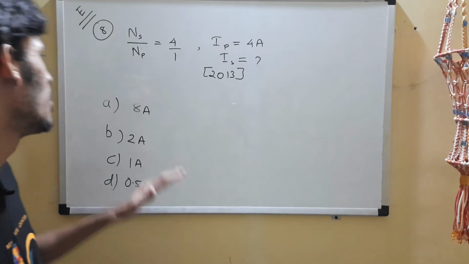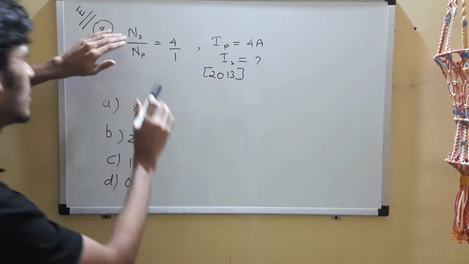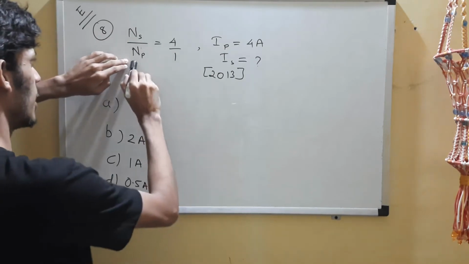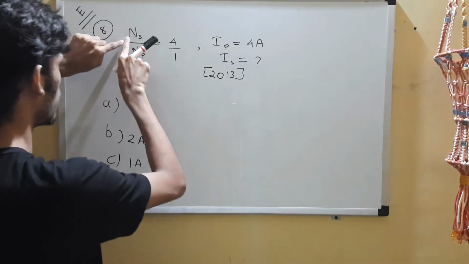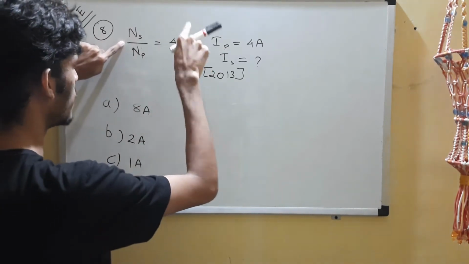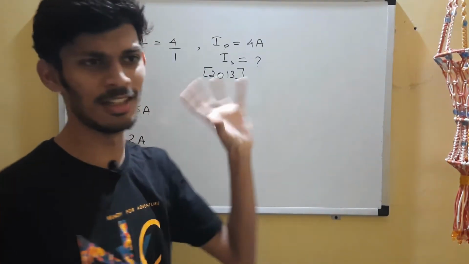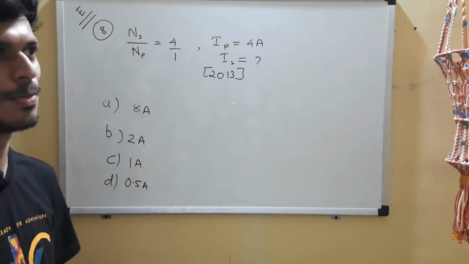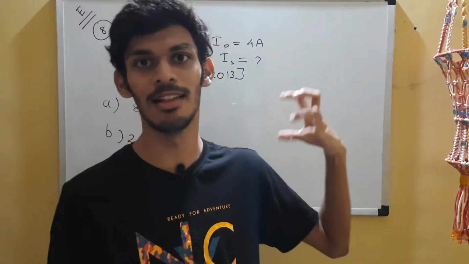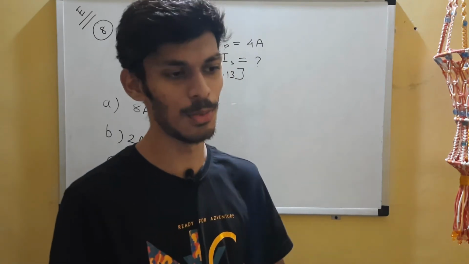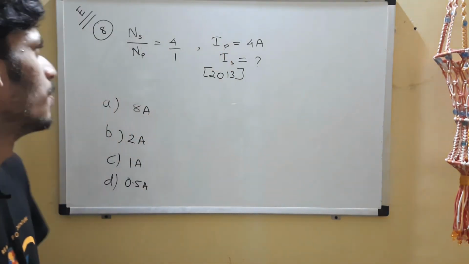Actually, you can do it orally. You can see that the number of turns in the secondary coil is 4 times the number of turns in the primary coil. For an ideal transformer, the relation between the current and the number of turns is inverse, right? It's an inverse relation between the two, current and the number of turns.